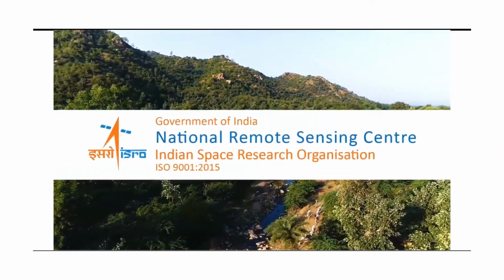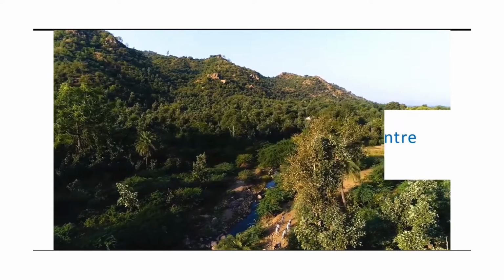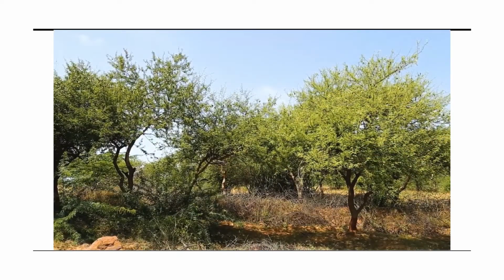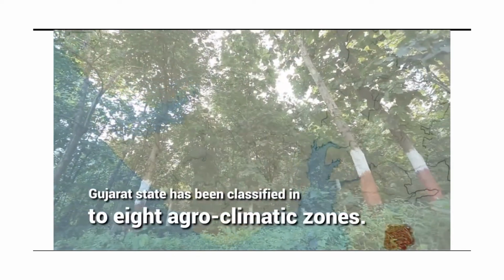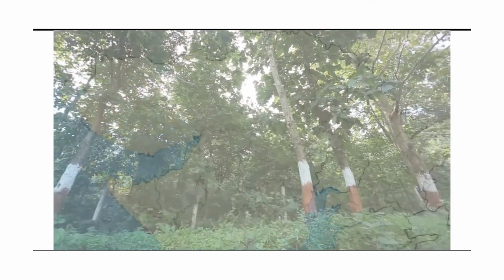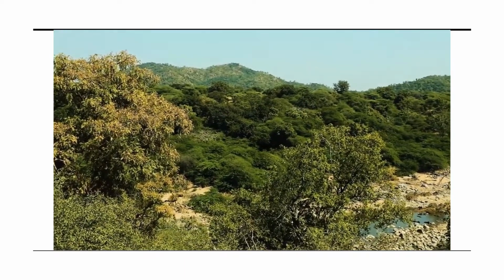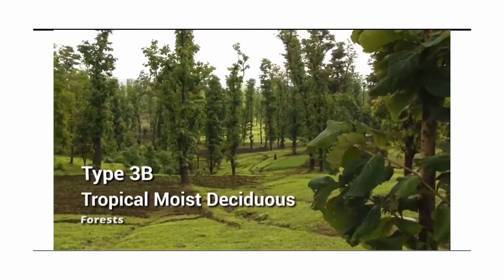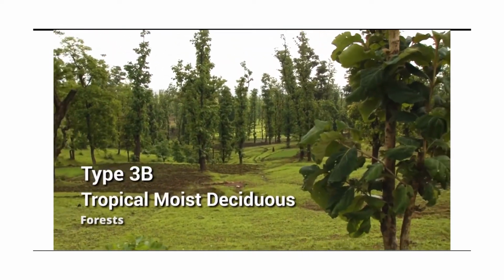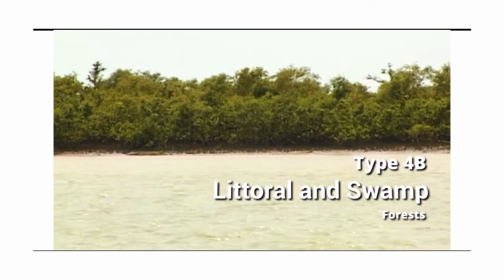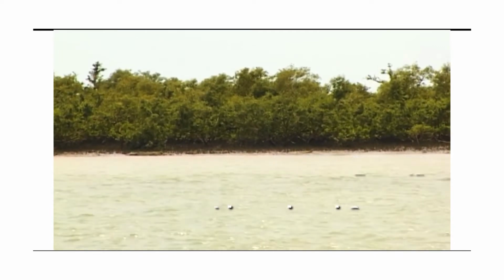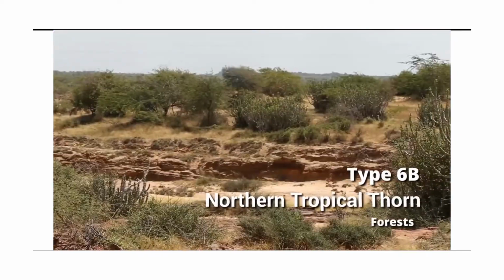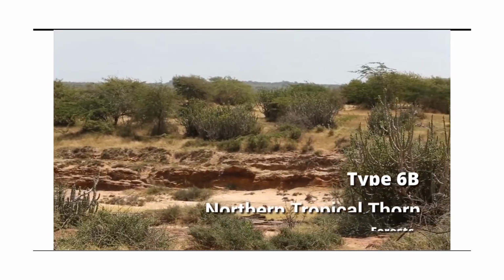According to the National Remote Sensing Center, a study has classified 14 forest types in India. And out of these 14 types, Gujarat state has been classified into 8 agroclimatic zones. In these climatic zones, the 4 main types of forest ecosystems found in Gujarat are Type 3B, tropical moist deciduous forest; Type 4B, littoral and swamp forest; Type 5A, tropical dry deciduous forest; Type 6B, northern tropical thorn forest.